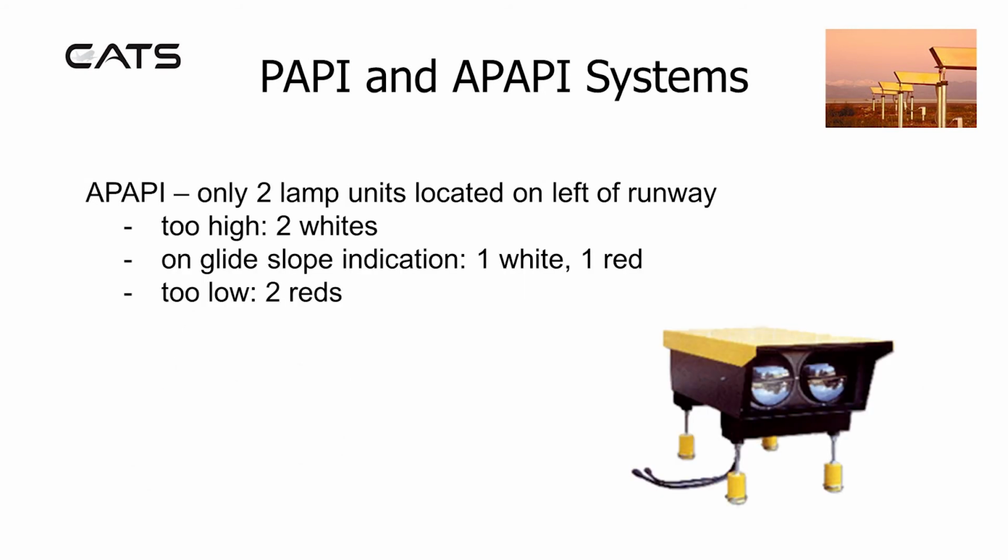The abbreviated PAPI only has 2 lamp units located on the left of the runway. Too high is 2 whites. On glide slope is 1 white, 1 red. Too low is 2 reds.